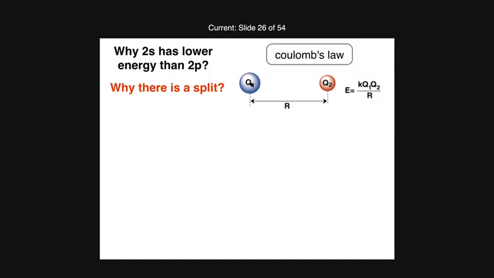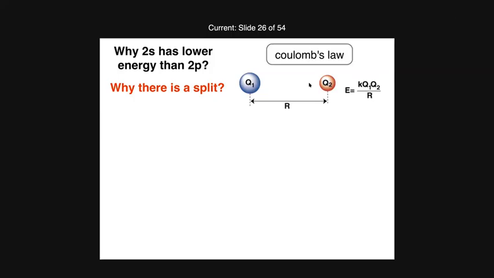So why do I talk about this? Well, when we talk about interaction, we talk about two things: repulsion or attraction. Repulsion is when these two have the same type of charge. When we talk about attraction, these two have to be opposite charges for them to attract each other.